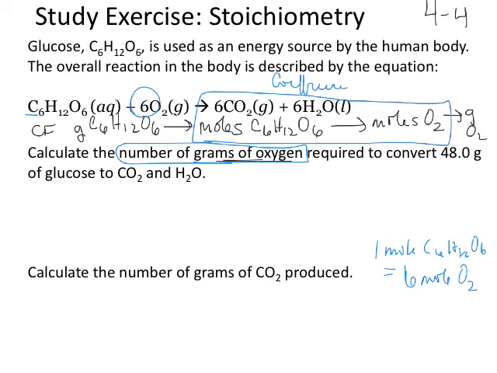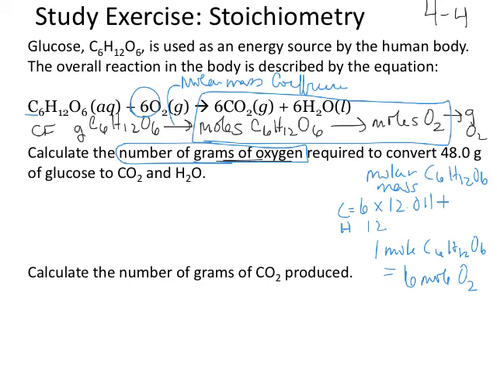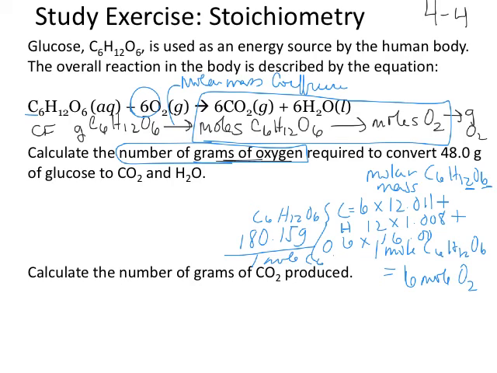Now, whenever you get a big compound like this, because we're going to have to use the molar mass, you need to go ahead and calculate the molar mass of glucose, C6H12O6. So if you look at your periodic table, you'll see 6 times 12.011 for carbon, plus hydrogen, we've got 12 of them, times 1.008, plus we have 6 oxygen, which is 6 times 16.00. If you add that up, the molar mass ends up being 180.15 grams of C6H12O6 for 1 mole of C6H12O6.